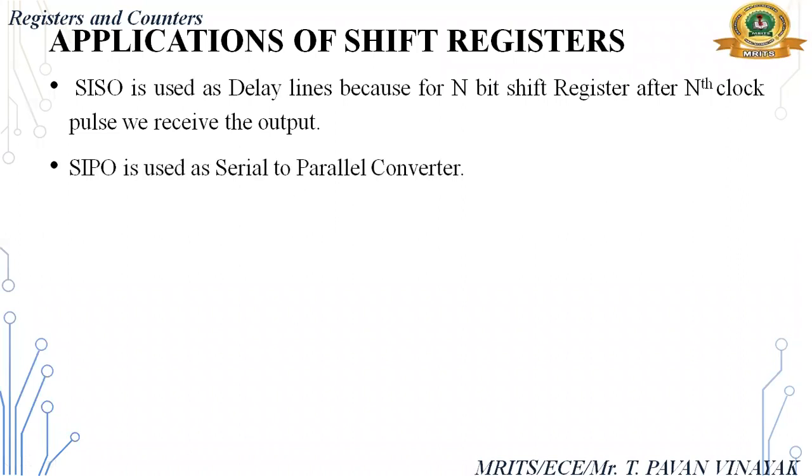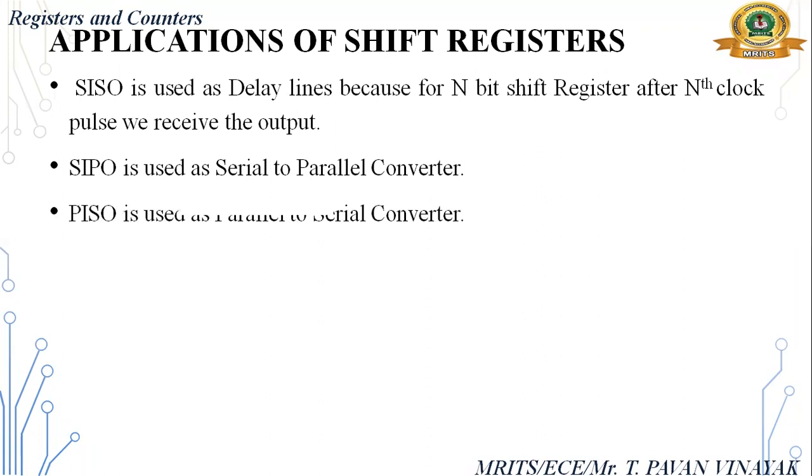SIPO is used as a serial to parallel converter. PISO is used as a parallel to serial converter. Next, sequence generator. See, sequence generator means we are getting shifting, right?